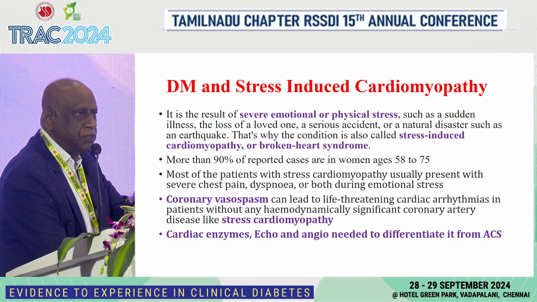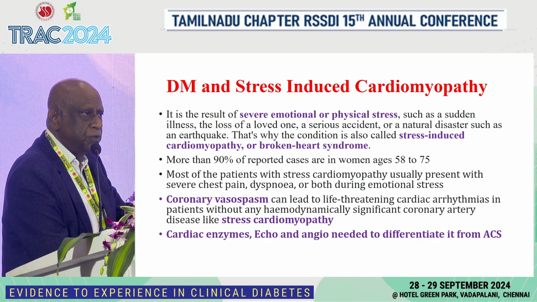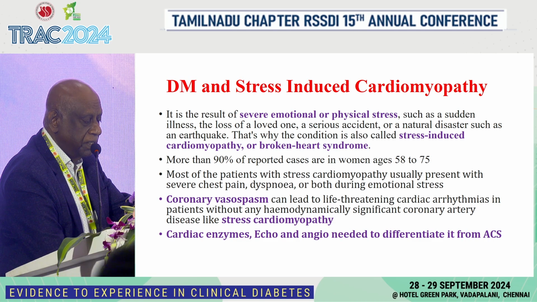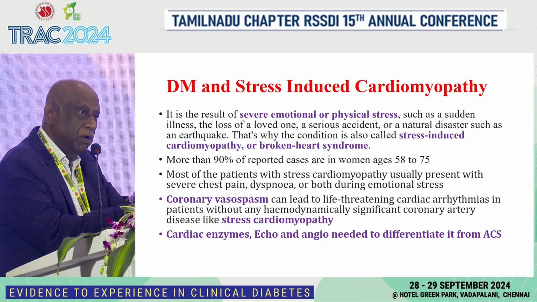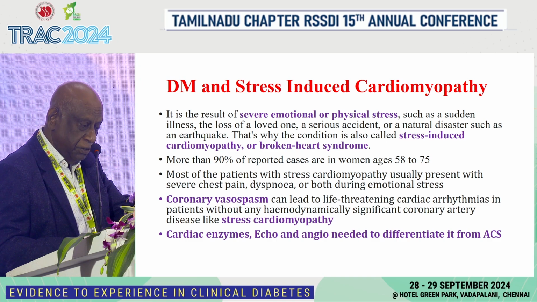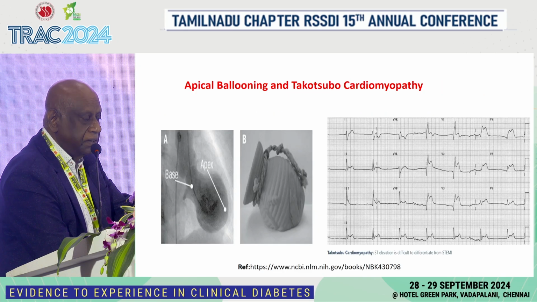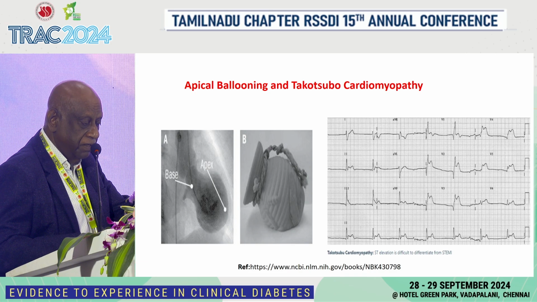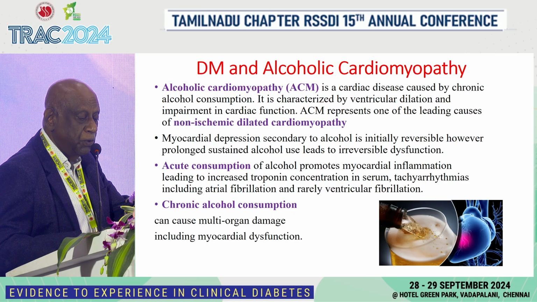Stress-induced cardiomyopathy is due to a coronary vasospasm, which has been proved by coronary angiography. The cardiac enzymes, echo and angio are needed to differentiate it from acute coronary syndrome, because these are all normal in these people. And this is a typical apical ballooning, Takotsubo cardiomyopathy, which shows a left ventricular apical bulging, with ECG changes similar to acute coronary syndrome and ST elevation, which you will have to differentiate by doing an echo here.